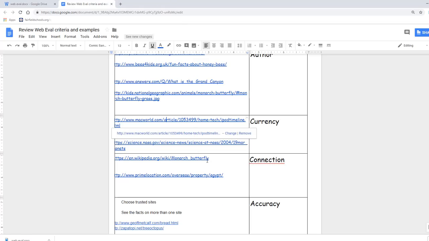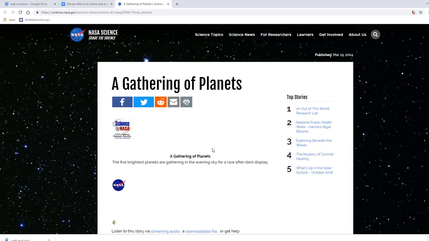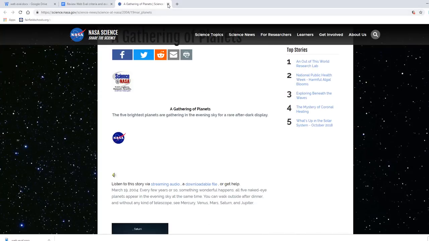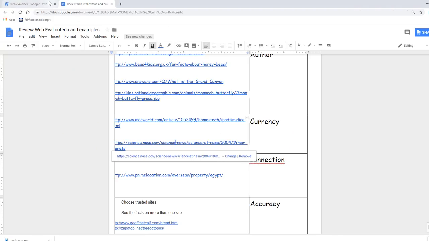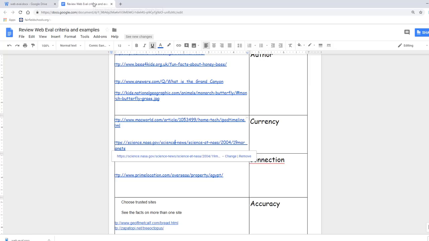So let's look at another one. This is from NASA, and NASA obviously is an incredibly trusted source on science, and this is about planets. But if you look here, this is March 2004. So that's probably not the most up-to-date information on planets. So you just really want to keep an eye on the date of when an article was written. So that's an easy one. And then connection is also pretty easy, and then we'll get to bias.